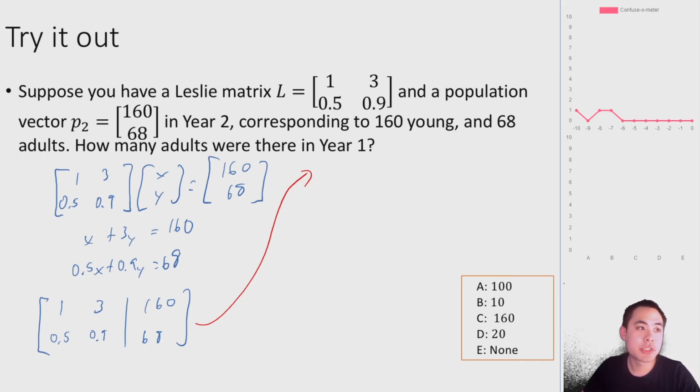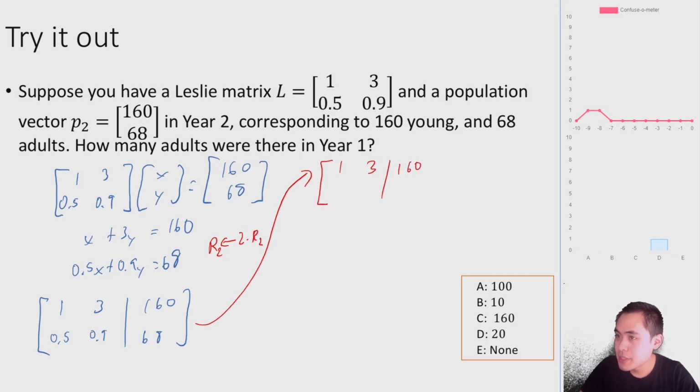Okay, so it looks like we're starting to get some answers. We got an answer of D. Well, let's see what happens. So we have the first step. Let's take R2 is going to be 2 times R2, so we're just going to multiply it by 2. So that's 1, 3, 160, and 1, 1.8, 136.